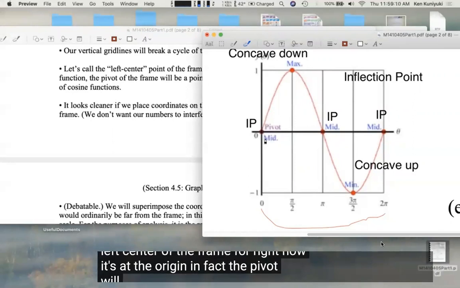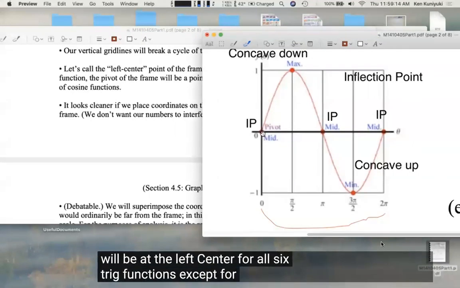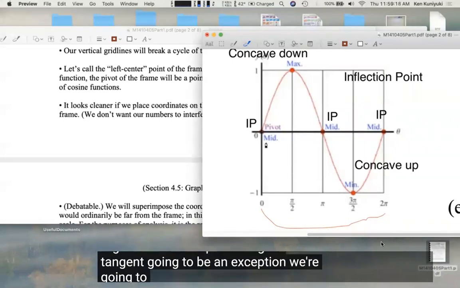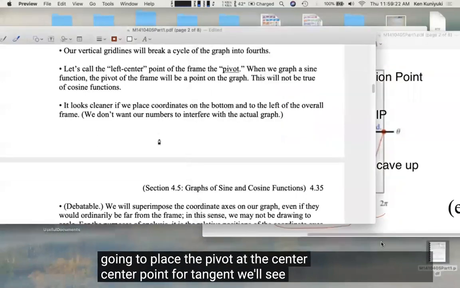In fact, the pivot will be at the left center for all 6 trig functions, except for tangent. Tangent's going to be an exception. We're going to place the pivot at the center point for tangent. We'll see why.